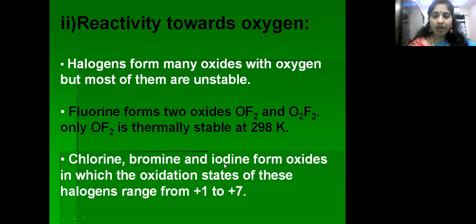So chlorine, bromine and iodine form oxides in which oxidation states of these halogens range from +1 to +7. Already we have seen children in oxidation state of the 17 group elements, chlorine, bromine and iodine. They can also show along with -1 oxidation state, +1, +3, +5, +7 also, because they are having a d orbital, whereas the fluorine it is not having d orbital. That's why it cannot form more number of oxides, whereas in case of chlorine, bromine and iodine, they are able to form number of oxides in which the oxidation states range from +1 to +7.